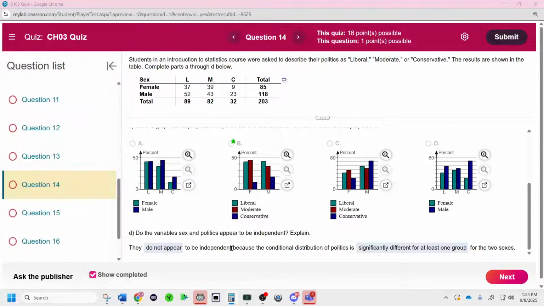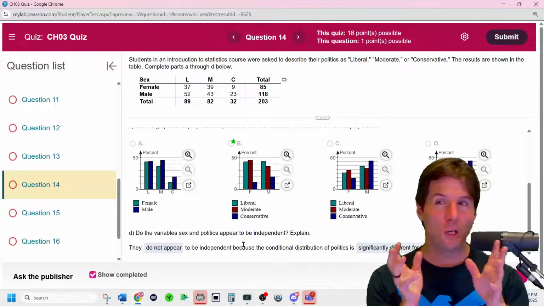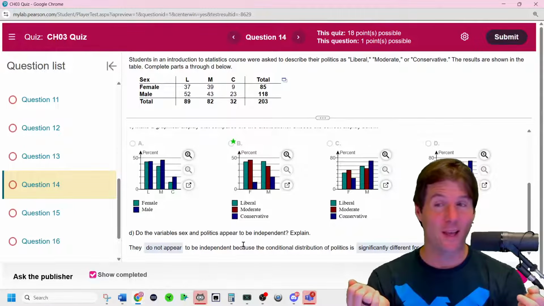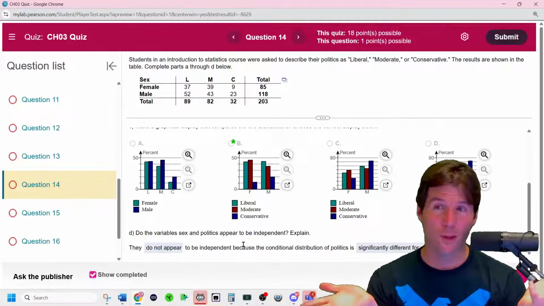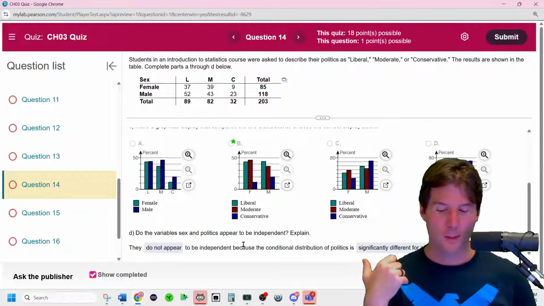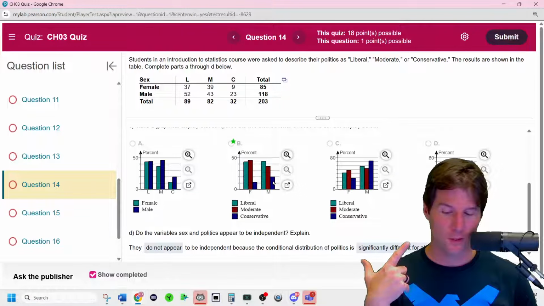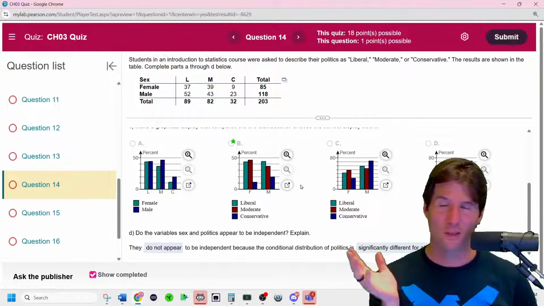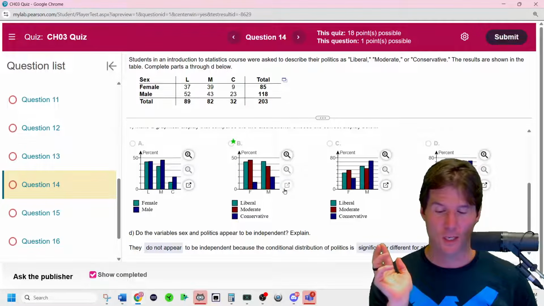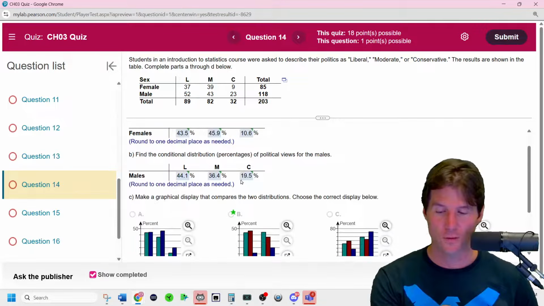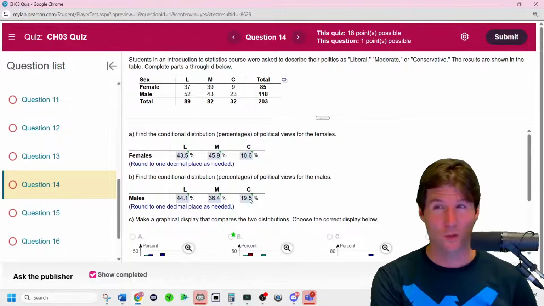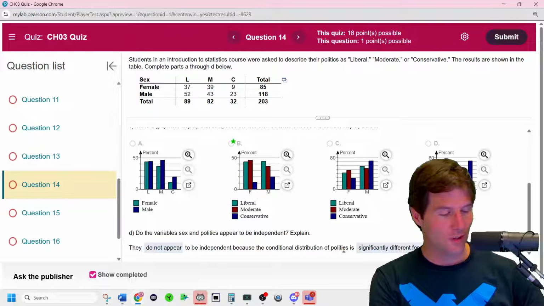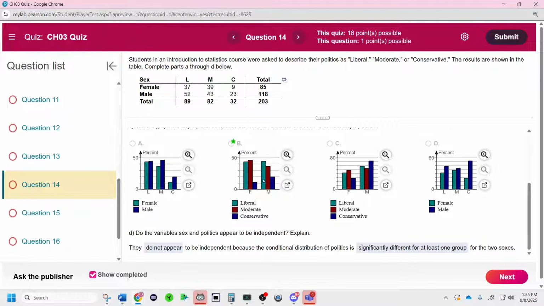And there does not appear, oh, they do not appear to be independent. I was going to say there does appear to be an association, which means they do not appear to be independent. Independent means that there's no association. Dependent means that if somebody is male or female, they'd be more likely to be one or the other. If somebody is male, they're more likely to be conservative. If someone is female, they're more likely to be moderate or liberal. It's not a one-to-one thing, but there is a higher percentage of males who are conservative. You can also see that up here about twice as much. And there is significant differences between at least one group, especially this right here.